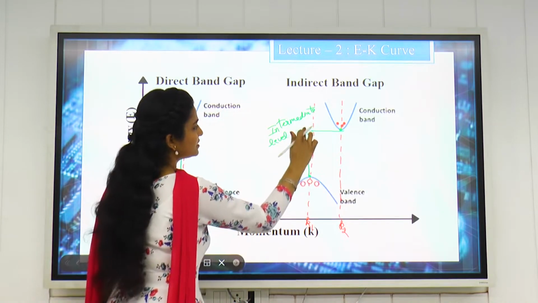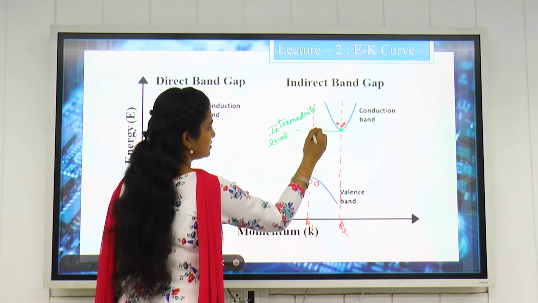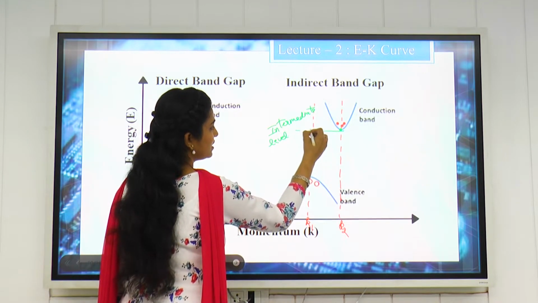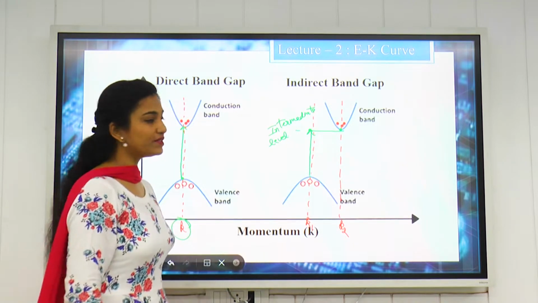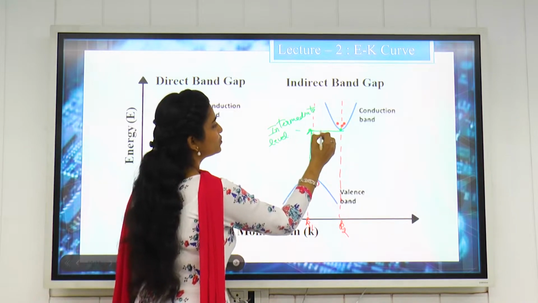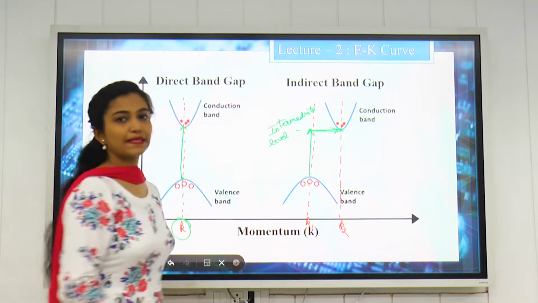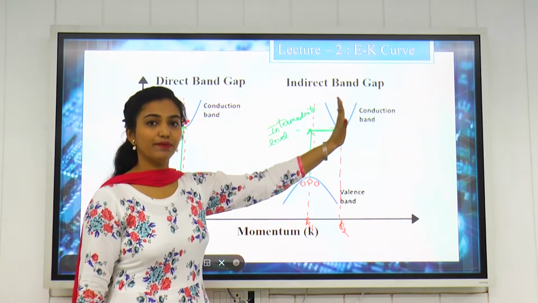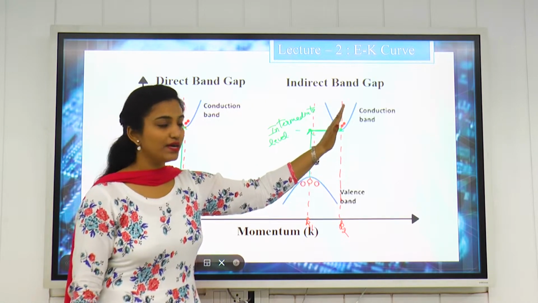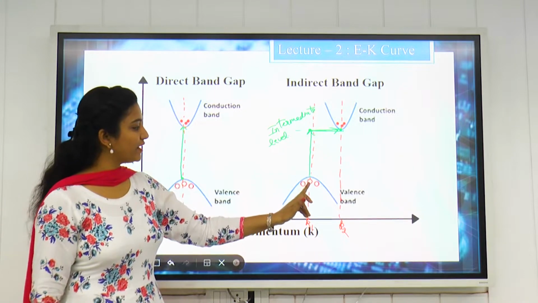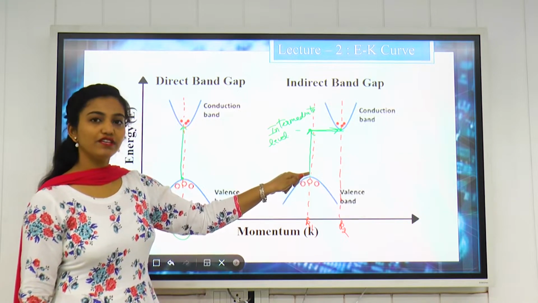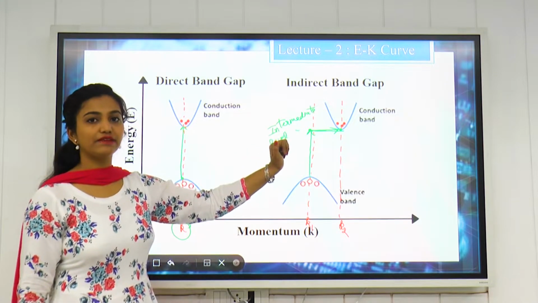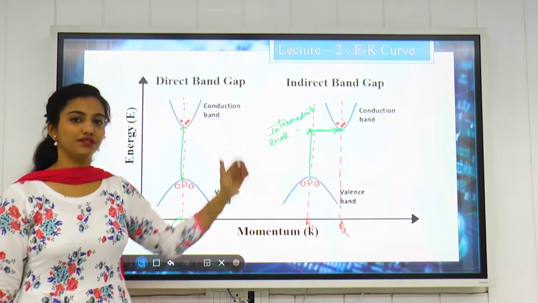Then, this is at the same K. This is at the same K. And after that, it will go to the bottom of the conduction band. So here it will change the momentum. It will change the K value, and on going from the top of the valence band to the intermediate level, it was changing its energy.